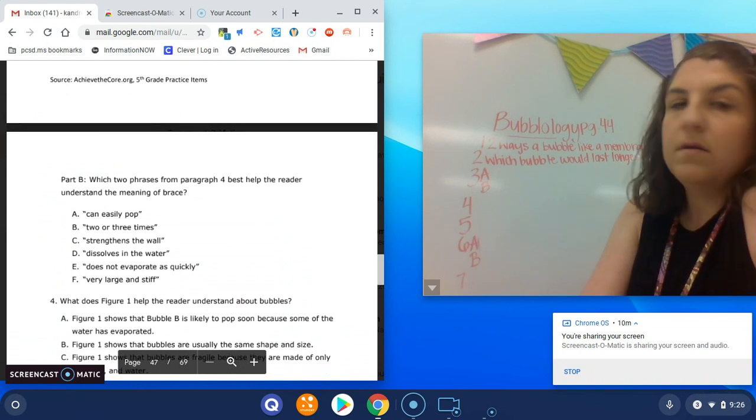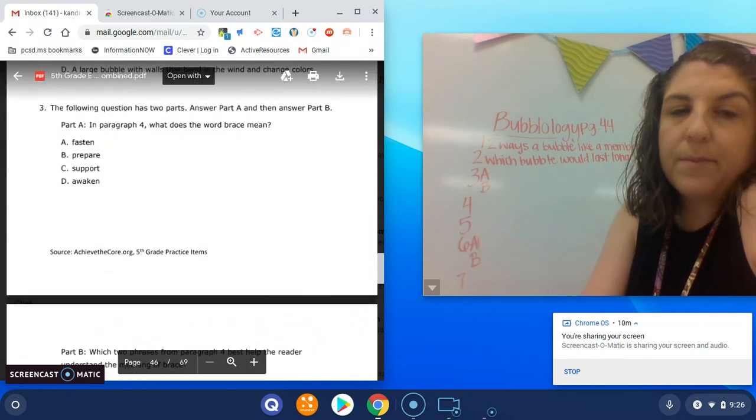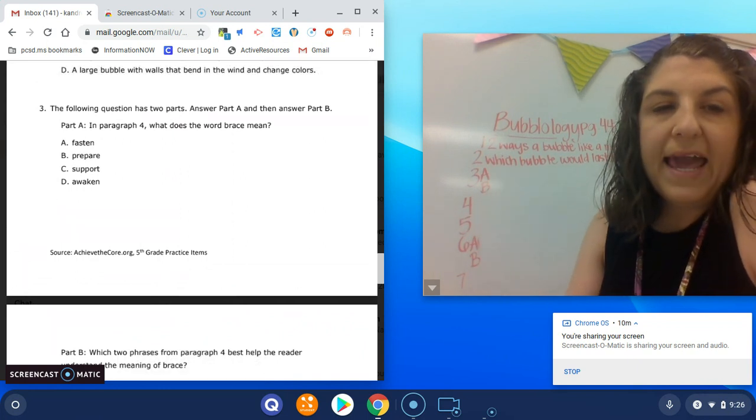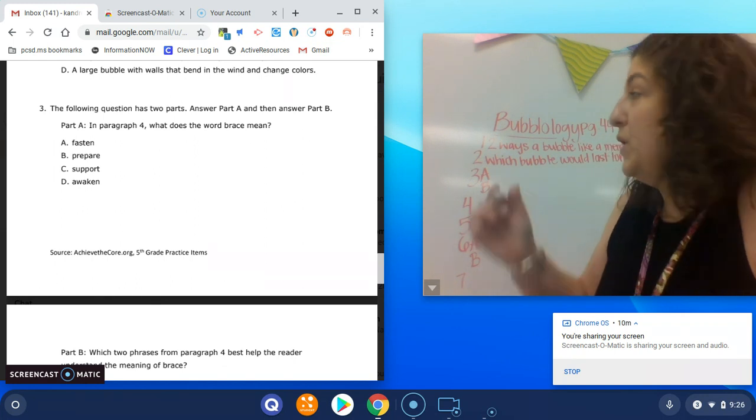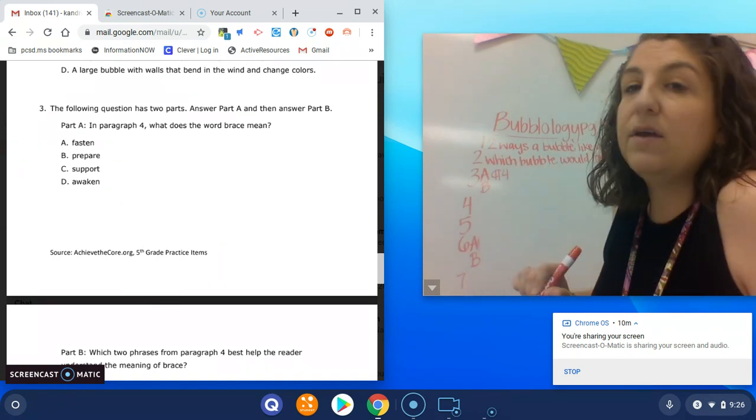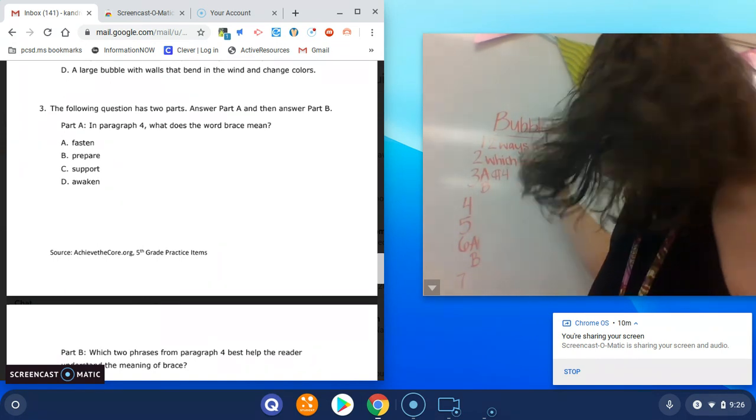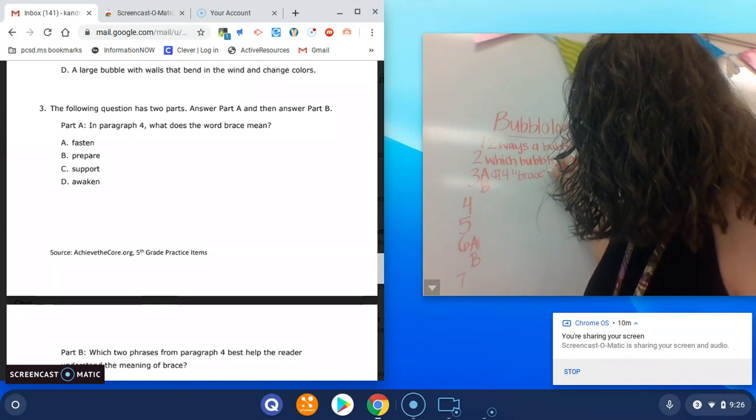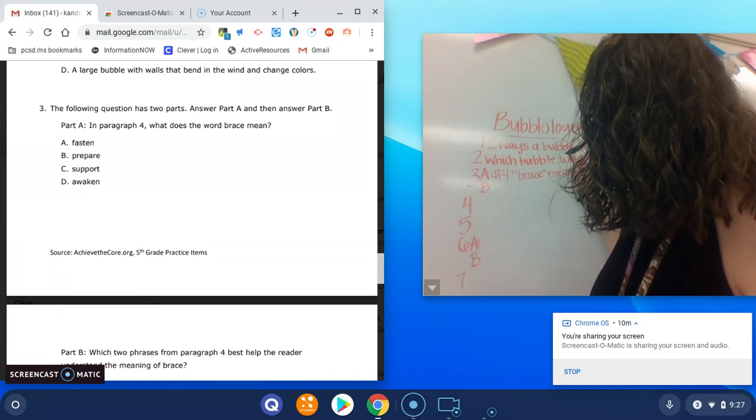Okay, number 3 is a Part A, Part B question, which I've already labeled up here. Part A, in paragraph 4, what does the word brace mean? It tells us where to look, so we're going to write paragraph 4. We also know we're looking for a word meaning. The word we're looking for is brace. Okay, and the meaning.